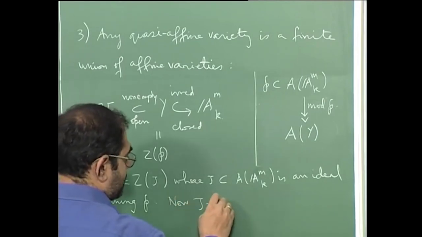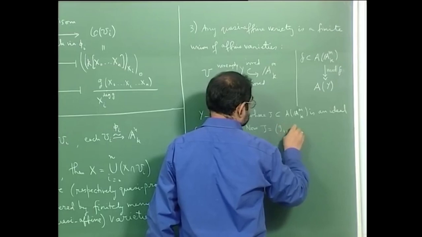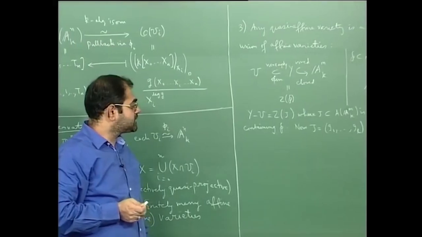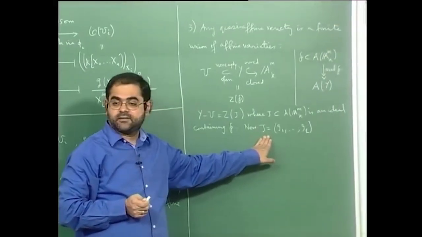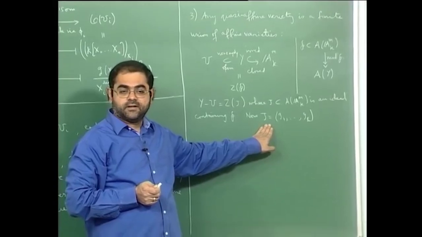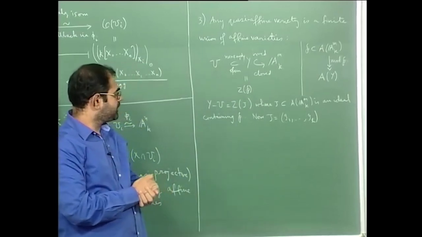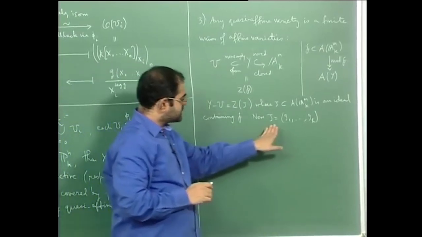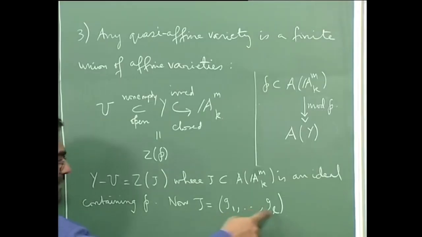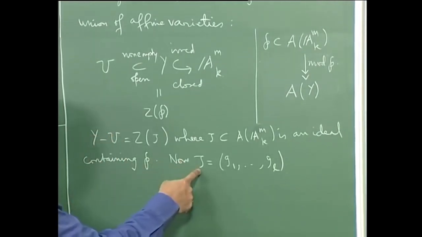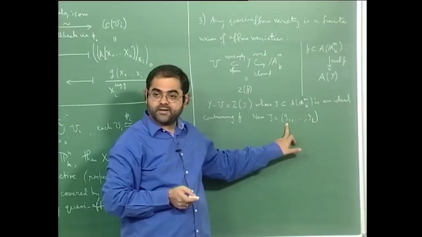Now J is generated by finitely many elements, so G1 through GL, okay. And this is of course because any ideal is finitely generated, because this is a Noetherian ring, a polynomial ring in m variables, that is a Noetherian ring by Hilbert basis theorem or Emmy Noether's theorem. So if you take these as generators, then if you take the complement of Z_J in the full affine space, that will be a union of the basic open sets given by all these G_i, okay.